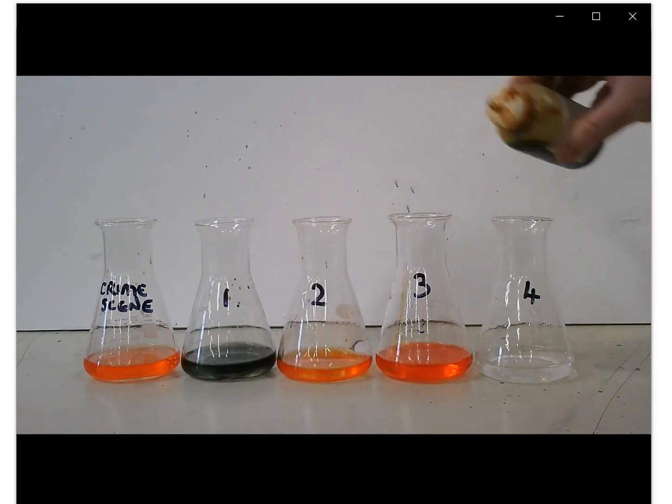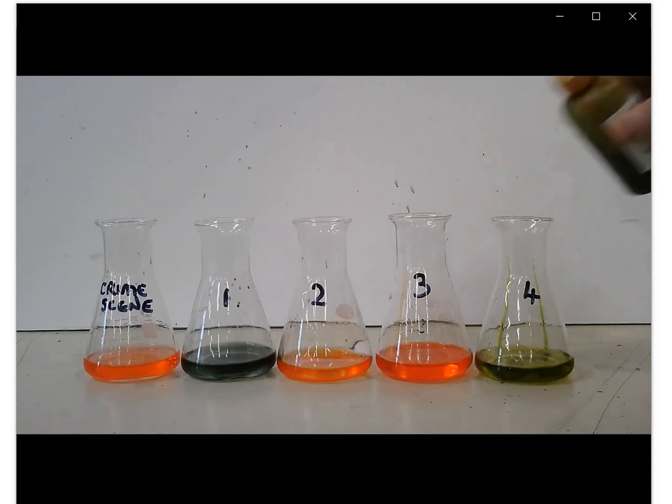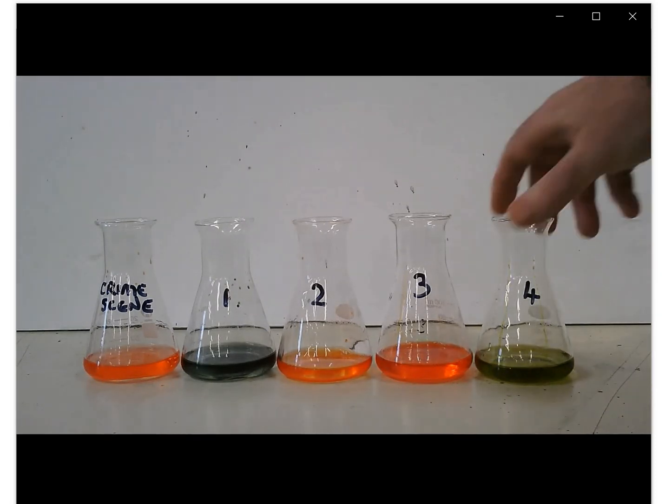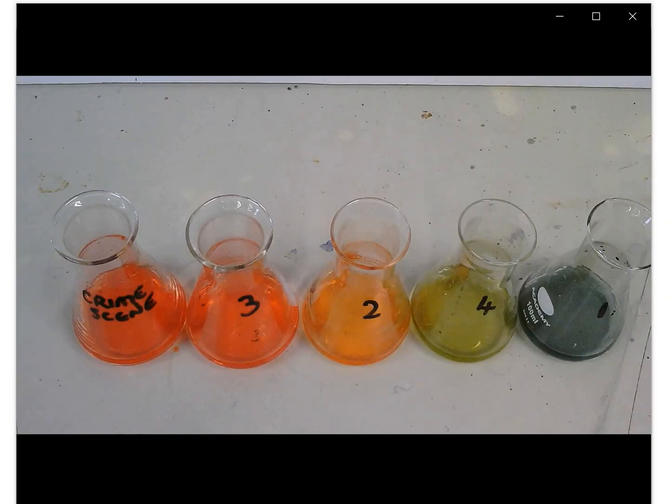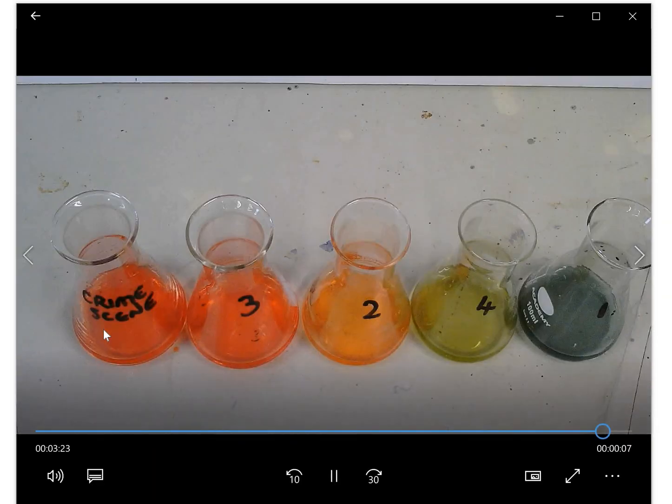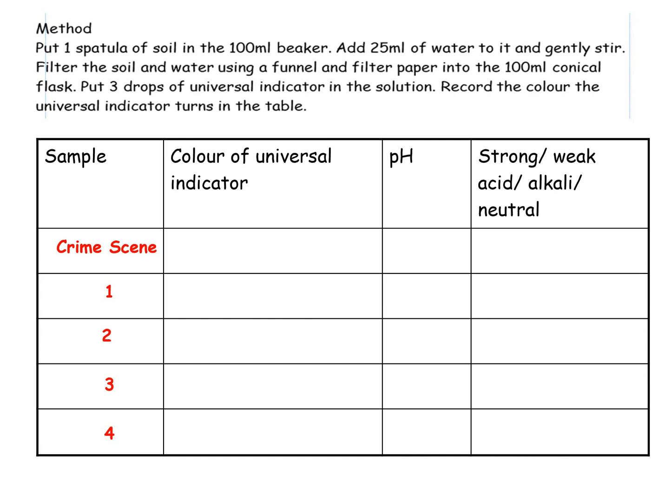So don't write down the colours just yet, wait until they've all been swirled and you can see the colours fully. So here are the results for the crime scene, and then the matching one has been put next to it, and then you've got the rest of the results there. So pause the video if you need some time to finish filling in the table. As we go through, if you do make any corrections, remember you do it in a different coloured pen.